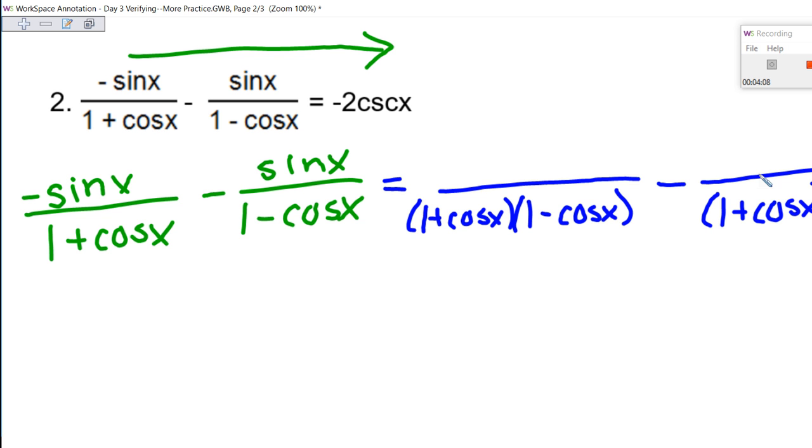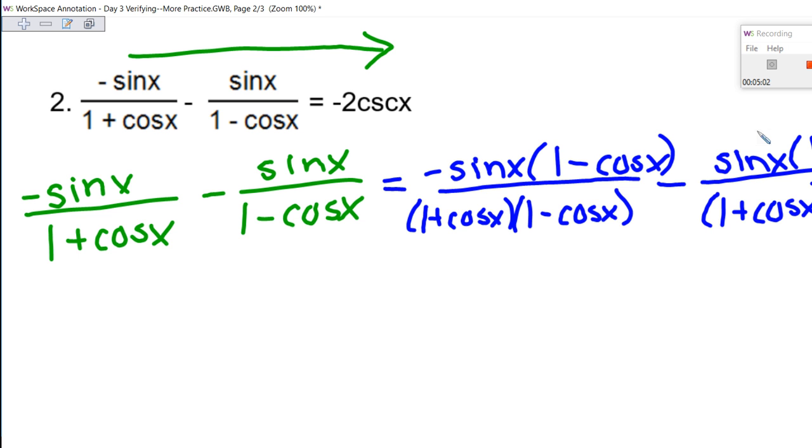Now those denominators are being multiplied, so make sure you group the binomials with parentheses. Now looking at the first fraction. The first fraction already had 1 plus cosine x, so what part of the denominator is it missing? 1 minus cosine x. So I already have a negative sine of x in the numerator, so it needs to be multiplied by 1 minus cosine of x. Now looking at the second fraction, it already has 1 minus cosine of x in the denominator, so what part of the denominator is it missing? So that means the sine of x in the numerator needs to be multiplied by 1 plus cosine of x.